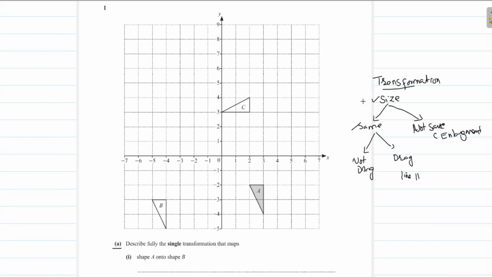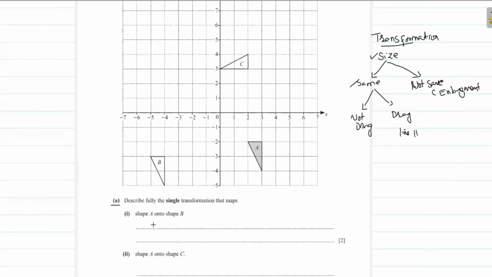To identify the transformation, we see the size. If the size is the same, next we will check whether shape A is dragged or not dragged. You see here the shape A is dragged, because when we join the image points and the object points, the lines are parallel. If the lines are parallel, it means this shape is dragged. When the shape is dragged, this is a translation. Therefore, we write here: shape A onto shape B is a translation.